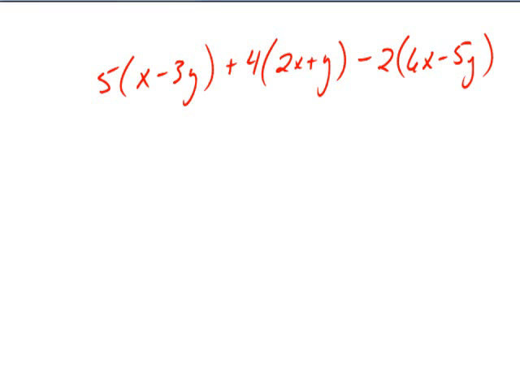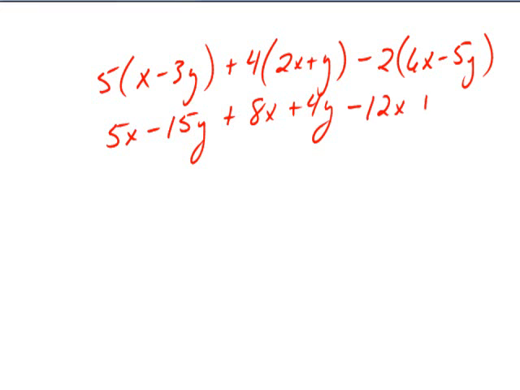To simplify this problem, we can distribute the 5 throughout the first set of parentheses. We can distribute the 4 throughout the second set of parentheses, and distribute the negative 2 throughout the last set of parentheses, giving us negative 12x plus 10y. And now if we collect all of the like terms, collecting all the x's, 5x and 8x is 13x, minus 12x is a single x. Negative 15y plus 4y is negative 11y, plus 10y is minus 1y.